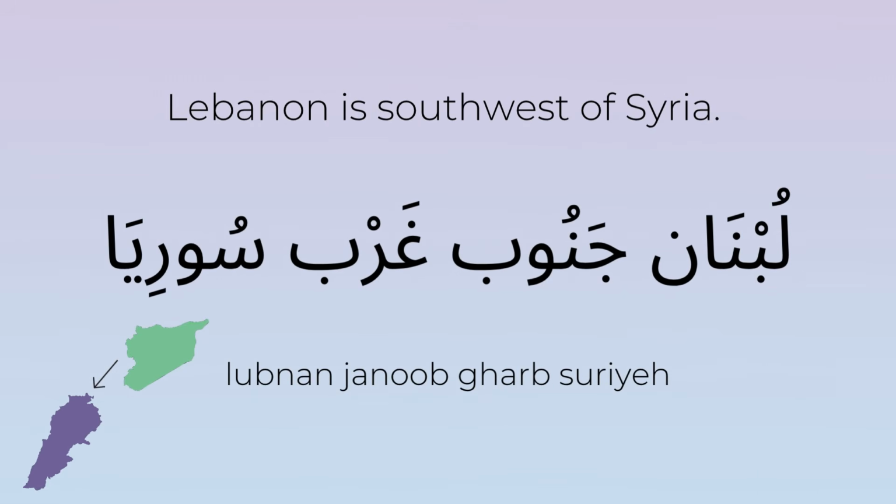Lebanon is southwest of Syria. لبنان جنوب غرب سوريا. لبنان means Lebanon. جنوب غرب means southwest. سوريا means Syria. لبنان جنوب غرب سوريا.